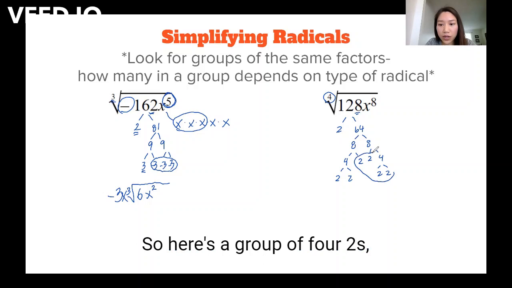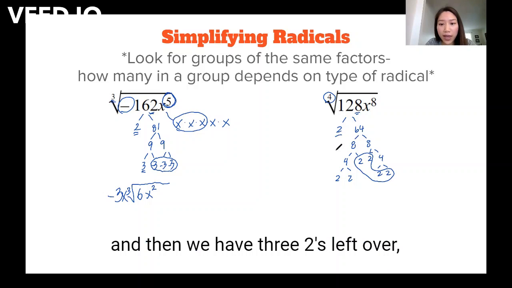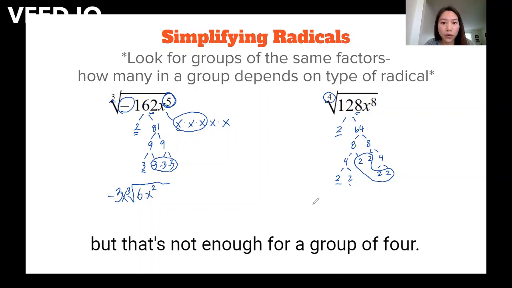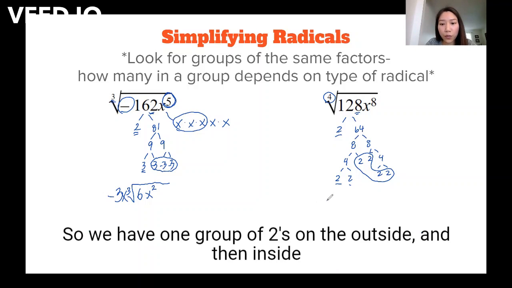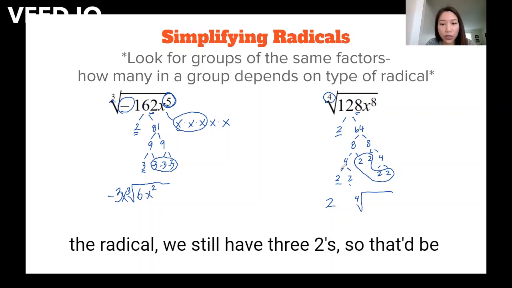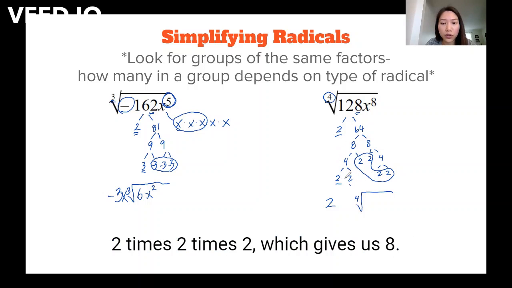So here's a group of 4 2s, and then we have 3 2s left over, but that's not enough for a group of 4. So we have one group of 2s on the outside, and then inside the radical, we still have 3 2s, so that'd be 2 times 2 times 2, which gives us 8.